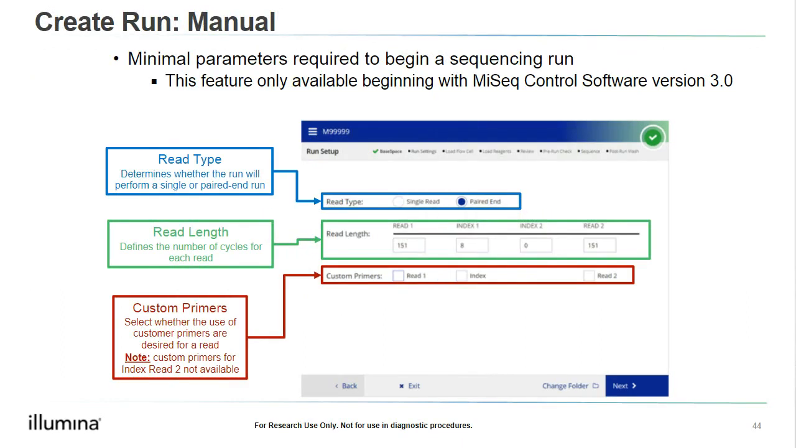In manual mode, you enter in your read types, single read or paired end, enter in your read lengths for read 1, index 2, and read 2. And note that you do need to enter in your index cycles manually in this case because those are not being read from the sample sheet. If you forget to put in cycle numbers and the run continues, that data may not be recoverable because you may not have captured that information.